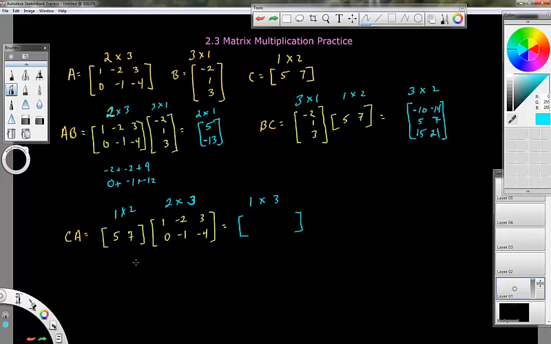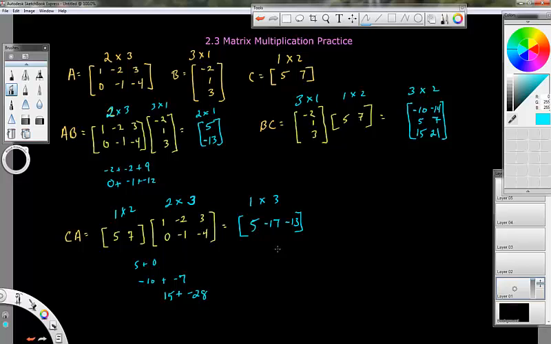So it's 5 times 1 plus 7 times 0. That's, of course, 0. So that would be 5 for my first one. Then the next is 5 and 7 times these two. That's 5 times negative 2 plus 7 times negative 1, which is negative 7. And that would be negative 17. And then across and down here would be 5 times 3 plus, it's always a plus there, 7 times negative 4, which would be negative 28. And let's see, that would be negative 13.